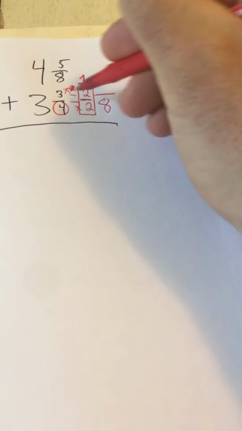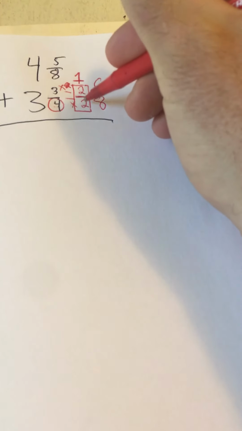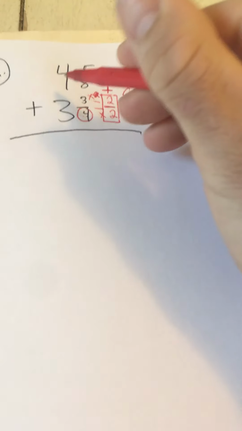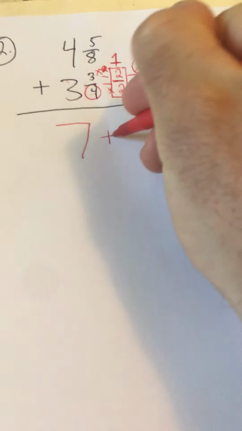So 4 times 2 is 8, and 3 times 2 was 6. It's very important that you multiply them both times the same number. That way you're really multiplying by just a fraction that's equal to 1. So now we have 4 and 5/8 plus 3 and 6/8. So the whole number is 4 plus 3 is 7.